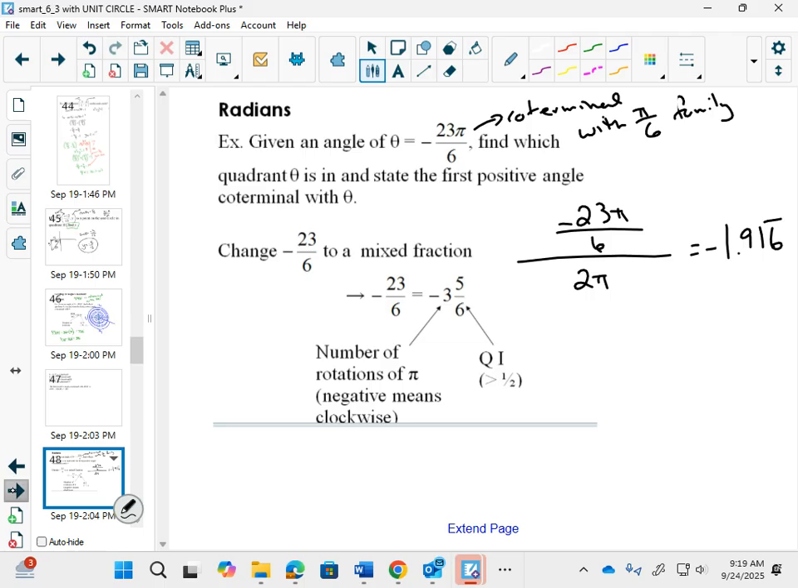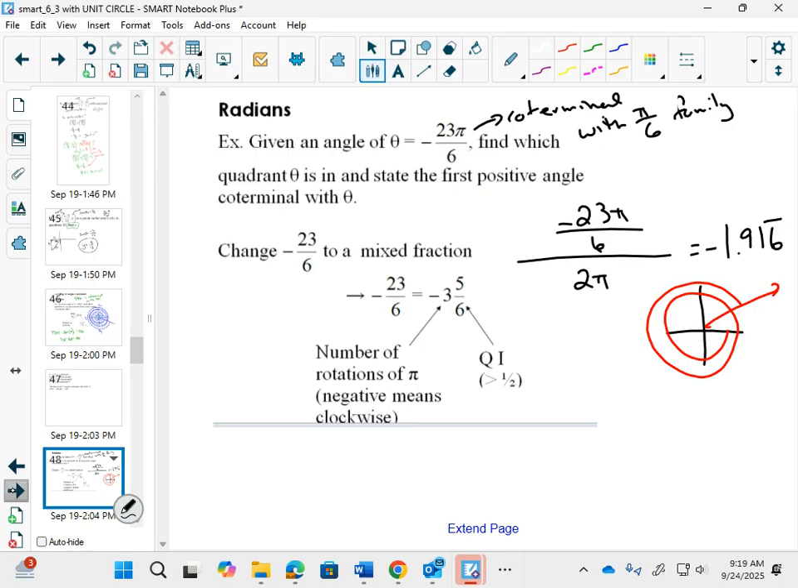If it was positive 1.9, can you see that it would be in quadrant 4? Now it's negative 1.9. So if you think about it, negative 1 would go all the way around the circle once, and then 0.9 is over 3/4, so it's going to end in quadrant 1. But we are going to develop a shortcut for these using mixed numbers.